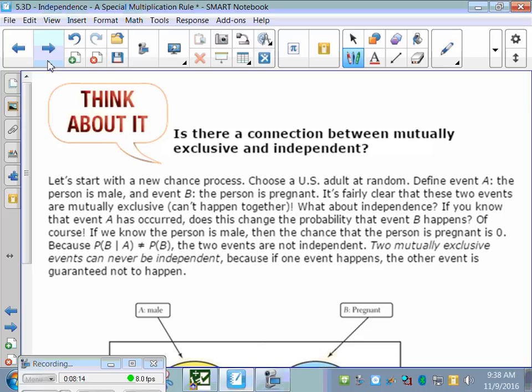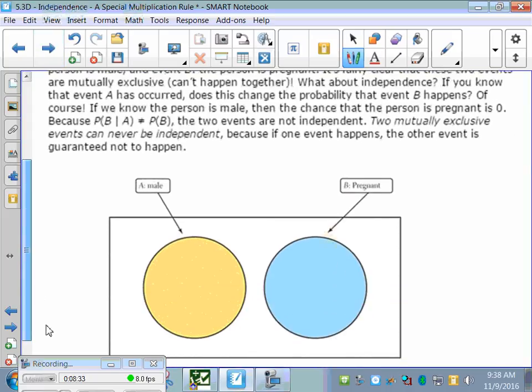Let's start with a new chance process. Choose a U.S. adult at random. Define the event A, the person is male, and the event B, the person is pregnant. It's fairly clear that these two events are mutually exclusive, right? If you are male, you cannot be pregnant. So what about independence? I know, all things are possible. Okay, anyways, we don't have to get into that. So what about independence?